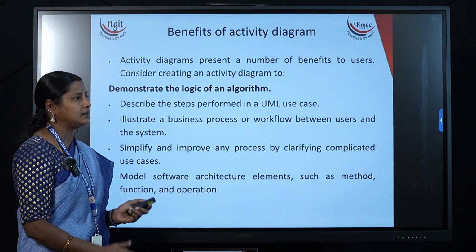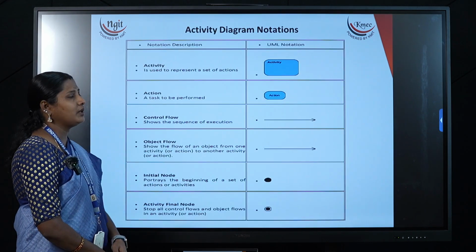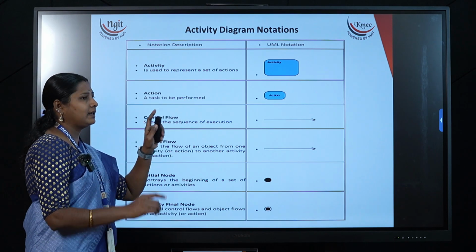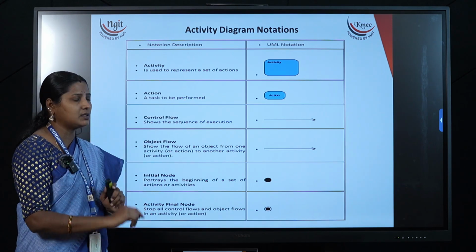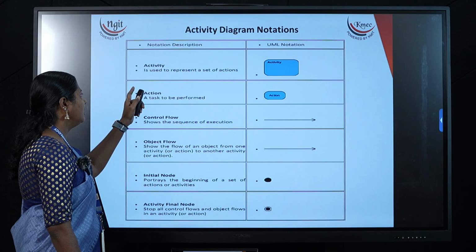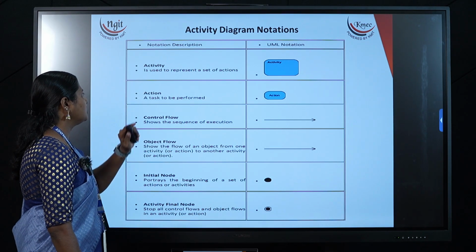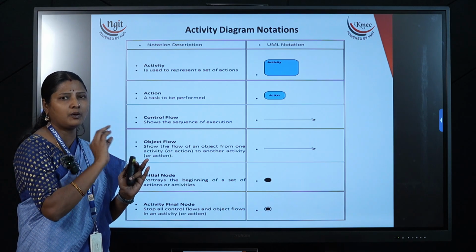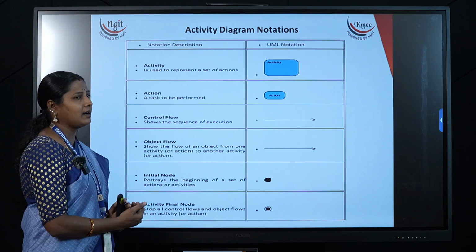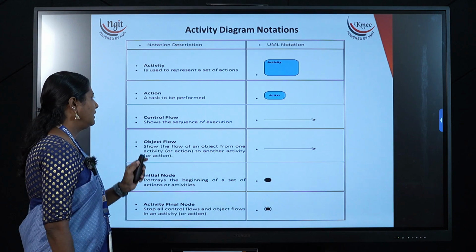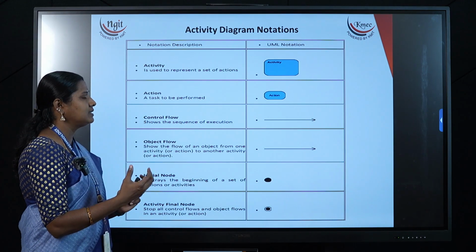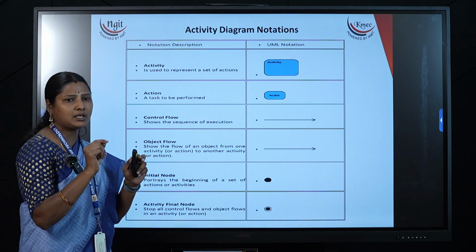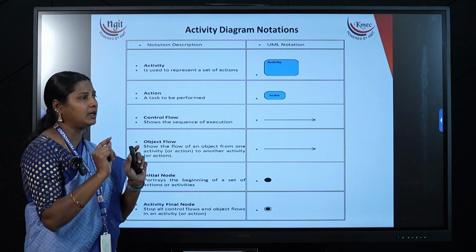Coming to the notations of an activity diagram, as we can see, the first one, a rectangle box with curves at the four sides, is an activity notation or node, used to represent a set of actions. Whatever action is performed can be represented with a rectangle box having curves. The second one is an action, exactly what action is going to be performed. This is like an oval shape with a little bit of curve on top.